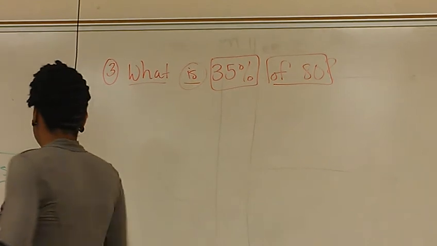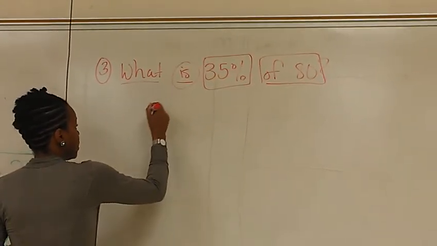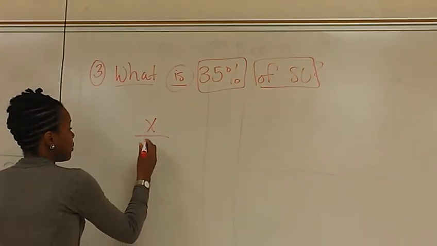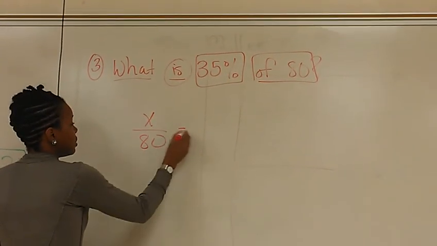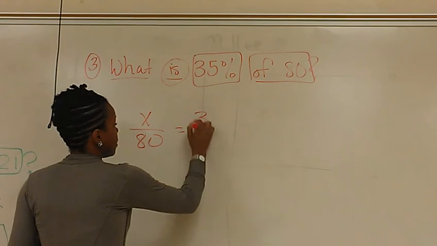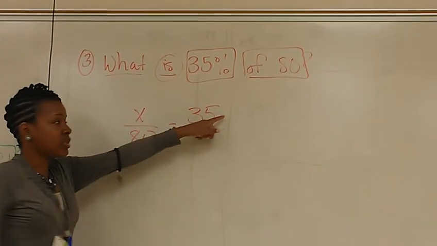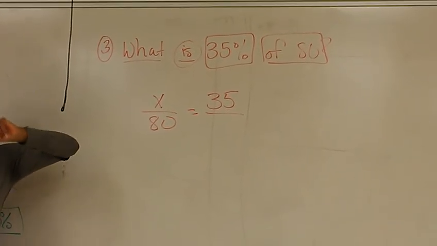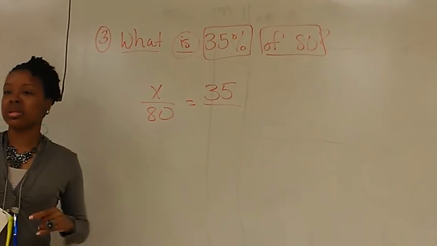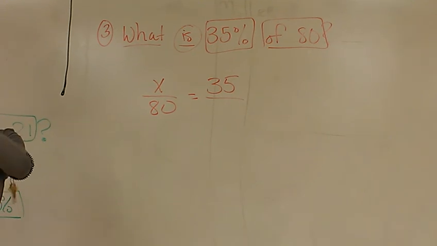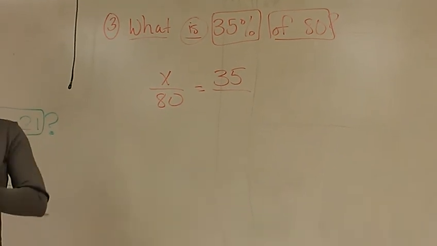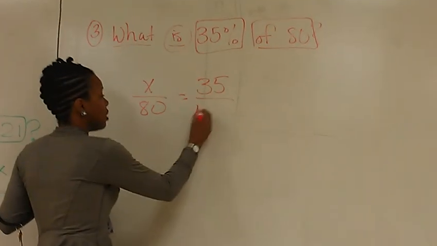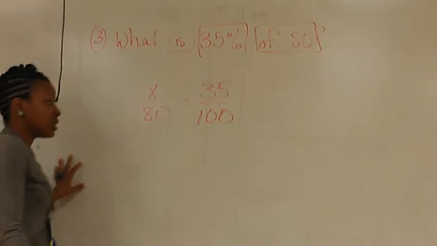Okay? So is, we don't know, that's X, right? What's the of? 80. What's the percent? 35%. 35. Don't write the percent sign. We already know it's a percent. The reason I say that is if you press the percent key, especially on those blue calculators, the answer changes. It does a calculation for you just from pressing that button. Okay? And 100 always stays the same.